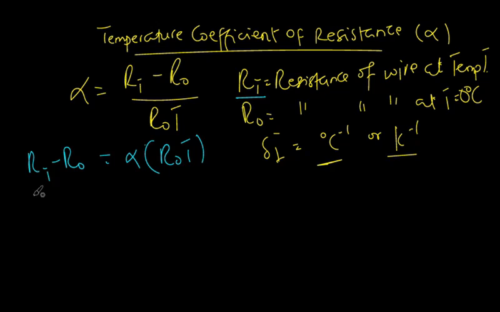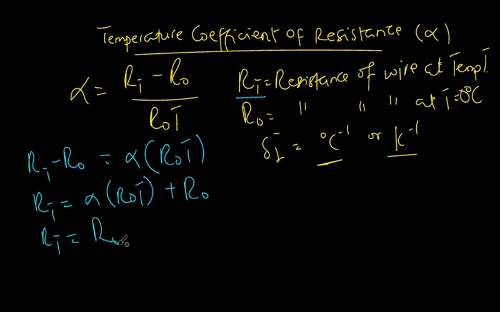So we have RT is equal to alpha into bracket R0 T, then plus R0. We brought this one to the other side of the equal sign. So RT is equal to, now we have R0 here, R0 here, so we can factor out R0. If we factor out R0, we have alpha T plus, here will become 1. If you multiply this, you will get alpha R0 T plus R0. So this is the equation we'll be using mostly to solve any example on temperature coefficient of resistance.